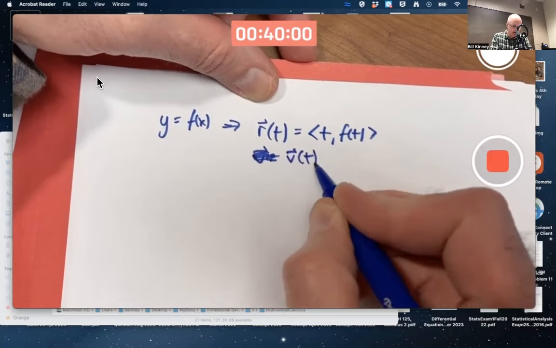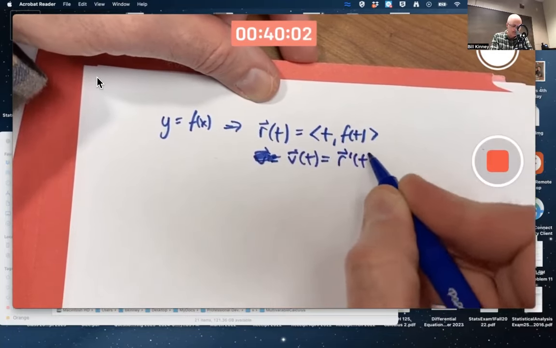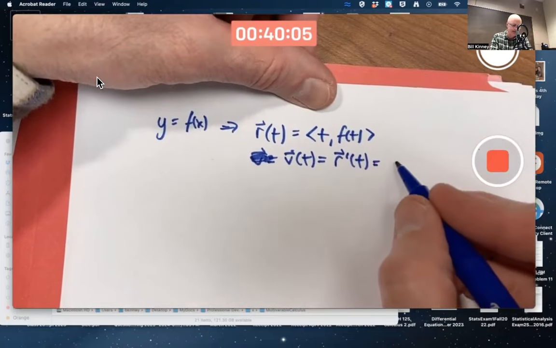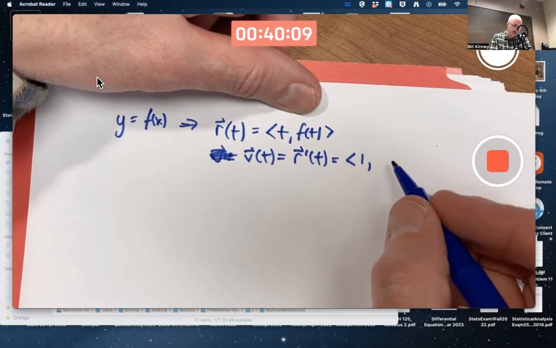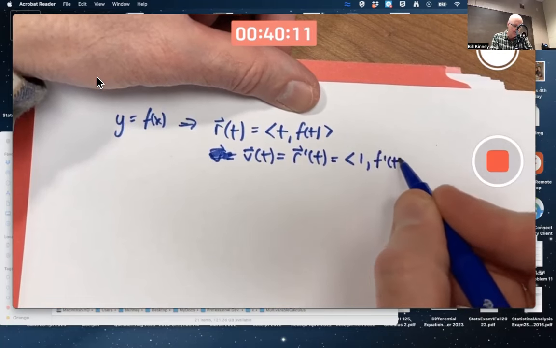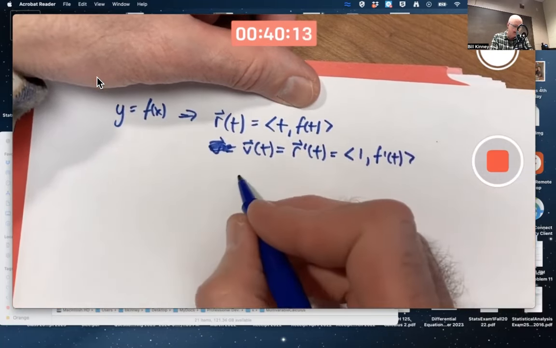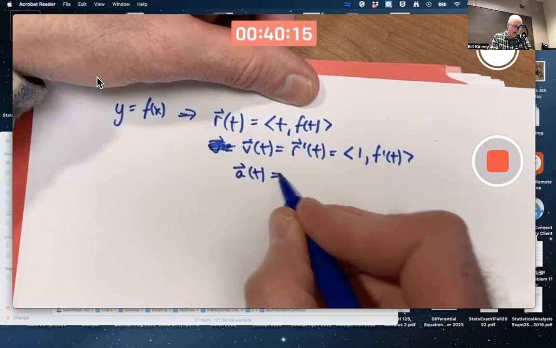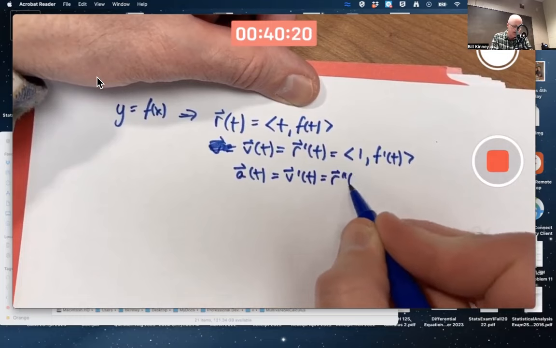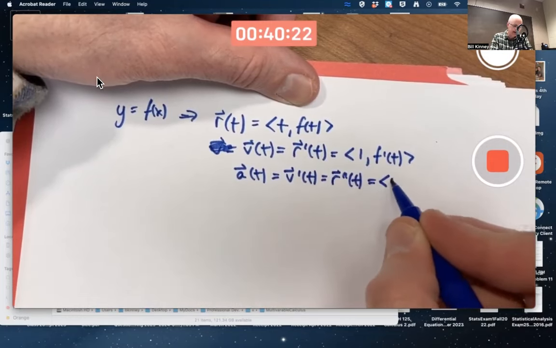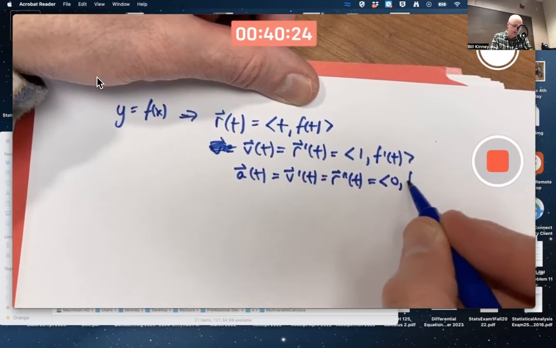V of t is the derivative of the position vector. And for an example like this, the first component's simple. It just differentiates to 1. Second component is f prime. And the acceleration vector is going to be the derivative of the velocity vector, which is the second derivative of the position vector. And for this kind of example, the first component is going to be 0.